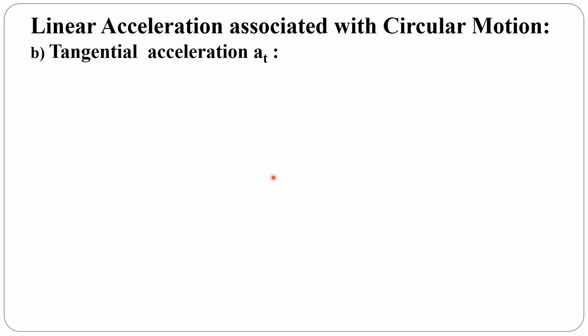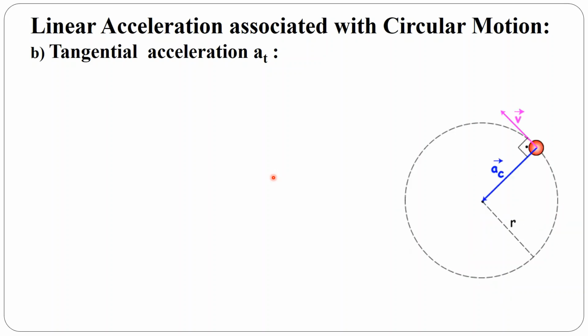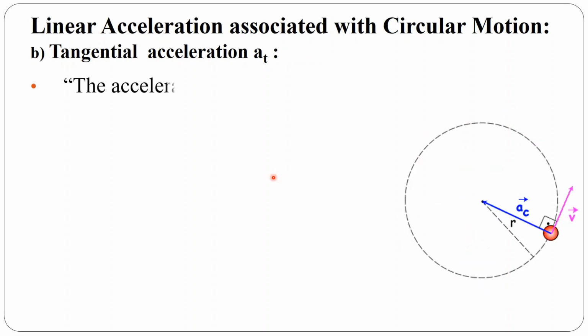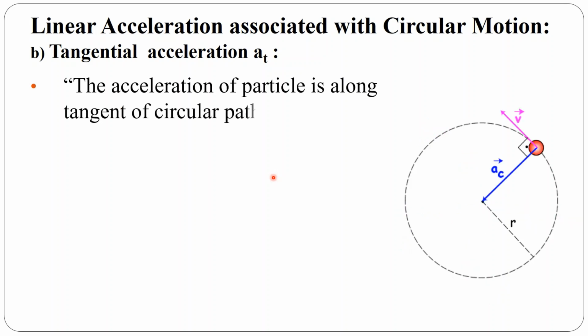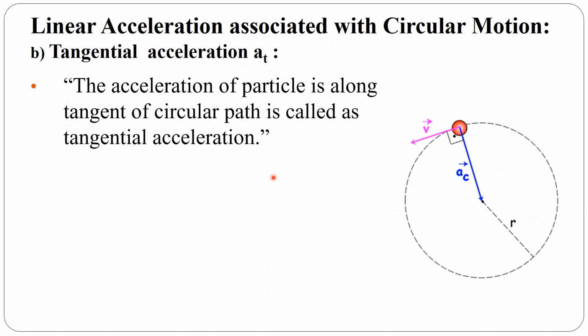So what is tangential acceleration? Let's see the figure. The name itself indicates its definition. Tangential means what? A tangent. So tangent to the position of the particle. What is the definition of tangential acceleration? The acceleration of a particle along the tangent of the circular path is called tangential acceleration.